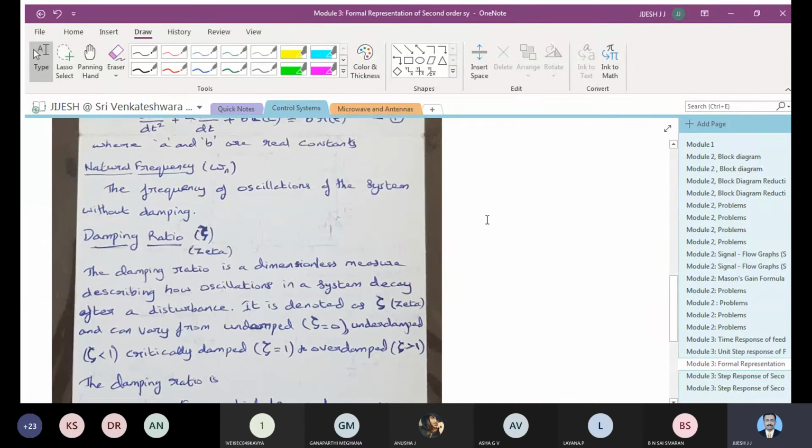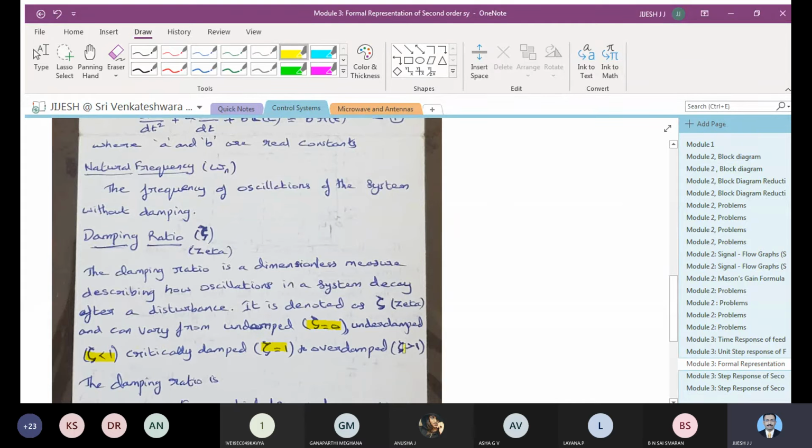And we have four conditions here. It can vary from undamped, underdamped, critically damped, to overdamped. So zeta is called the damping ratio, and when zeta is equal to 0, we call it undamped, and when zeta is less than 1, we call it underdamped, and when zeta is equal to 1, you call it critically damped, and when zeta is greater than 1, you call it overdamped.